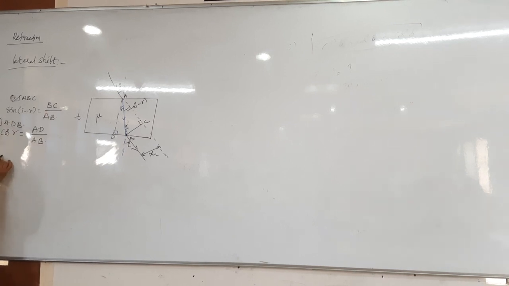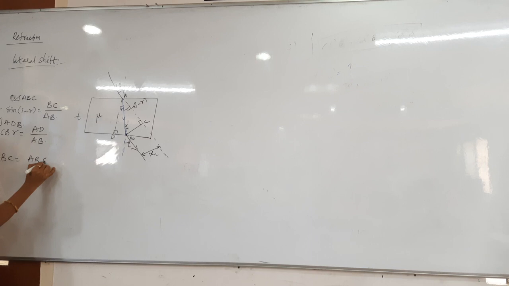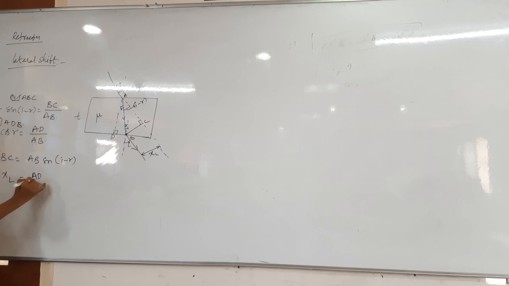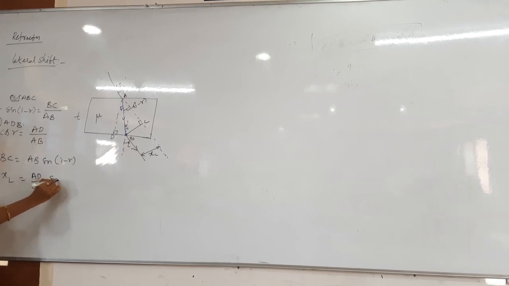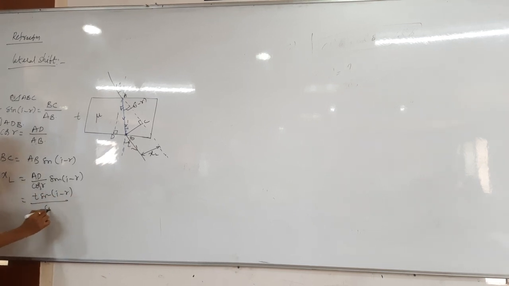Now from this, BC is equal to what I can write? AB into sin(i − r). Then BC is nothing but the lateral shift, XL, that is equal to AB, whose value is AD by cos r, into sin(i − r). Then what is AD? AD is nothing but the thickness of the glass only, T. So T into sin(i − r) by cos r. This is the lateral shift formula.